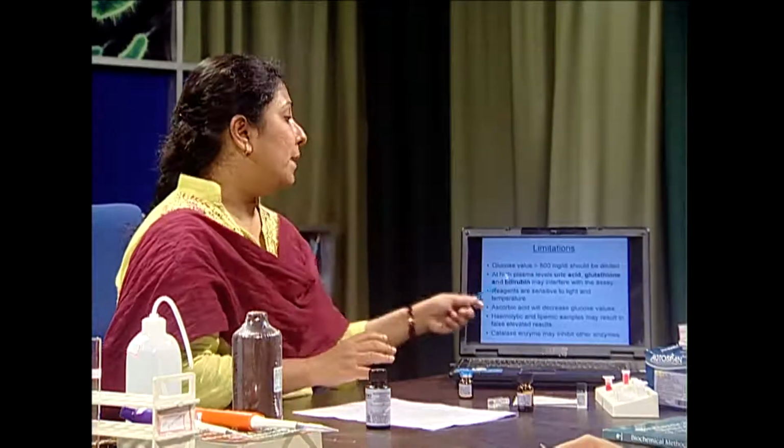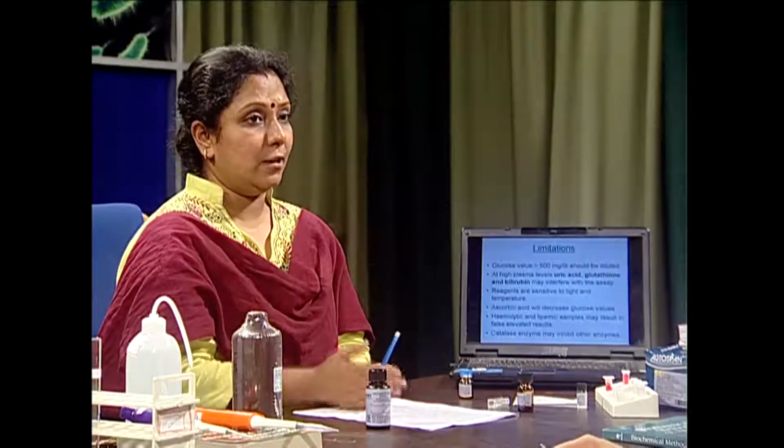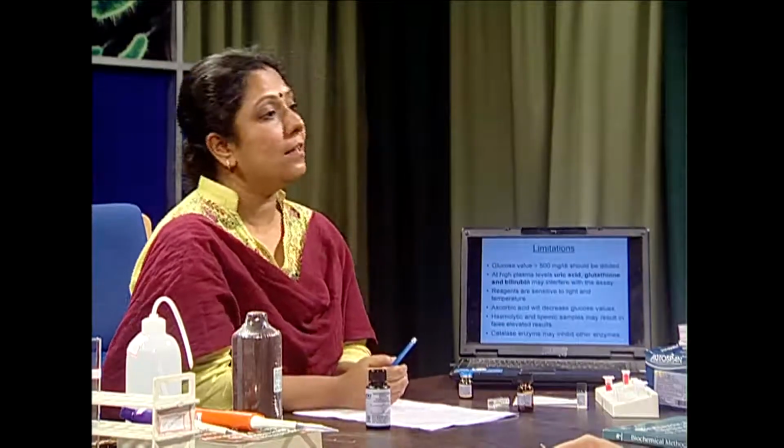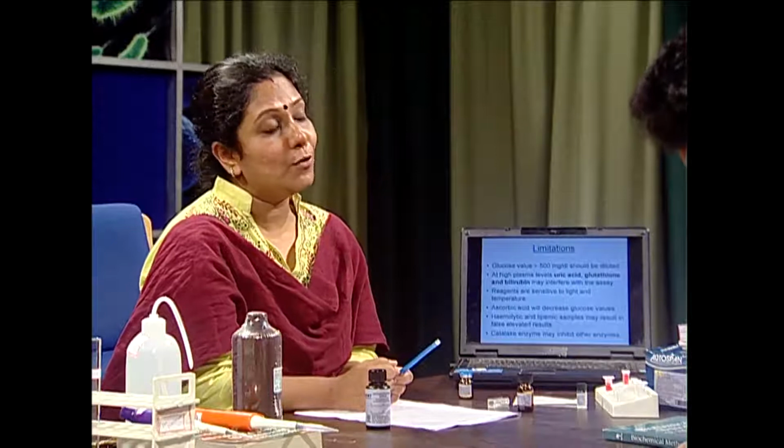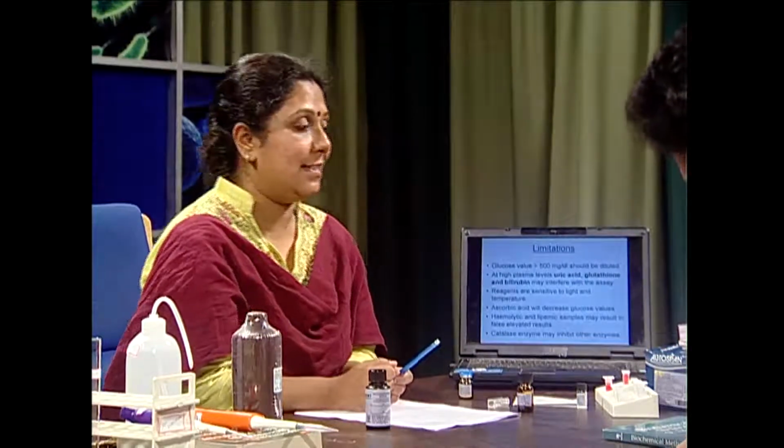The limitation lies on several facts, including that the sample value must not exceed the standard value, that is 500 milligram per deciliter. I have already mentioned bilirubin, uric acid, glutathione, they may increase or sometimes give faulty results for the blood glucose level, as well as ascorbic acid can decline the blood glucose level, okay. Catalase is the enzyme which can inhibit the action of glucose oxidase as well as peroxidase enzyme. So in this way, there are some limitations of this particular method.